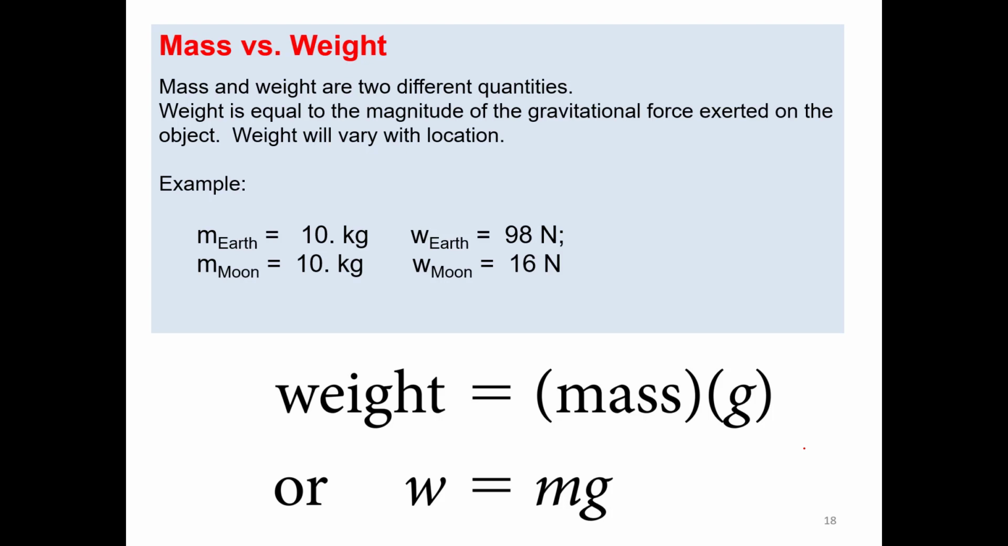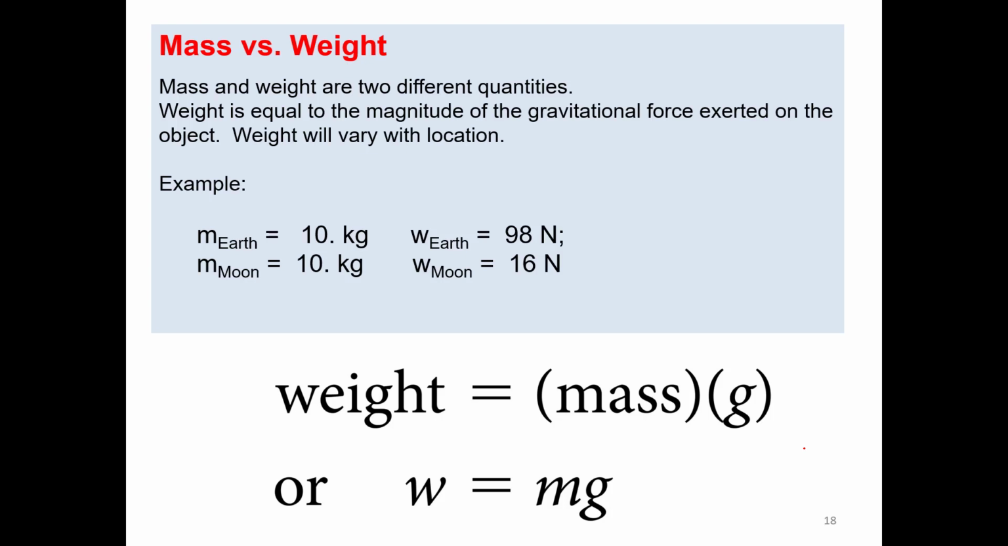Now let's understand that mass and weight are two different quantities. They are not the same. We already defined mass as a measure of inertia of an object, also the amount of matter that makes up an object. Now we want to define weight. We know mass is a scalar quantity. Now what about weight? Weight is a force, the force due to the acceleration of gravity.